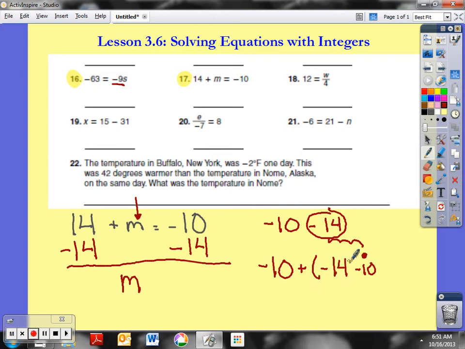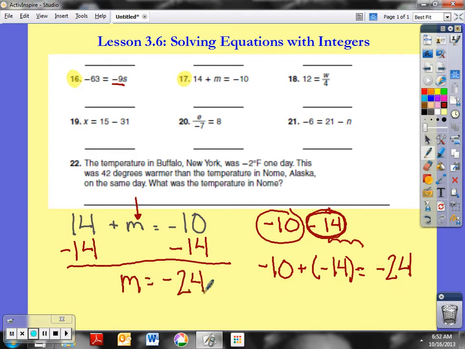I know Ms. Banjoff loves to talk about money with these. You borrowed $10 from me, now you just borrowed another $14 from me. So now you actually owe me a combination of those two amounts. So combination, think about addition. So I just simply add. A negative plus a negative will give me a negative. 10 plus 14 gives me negative 24. So my answer would be negative 24.